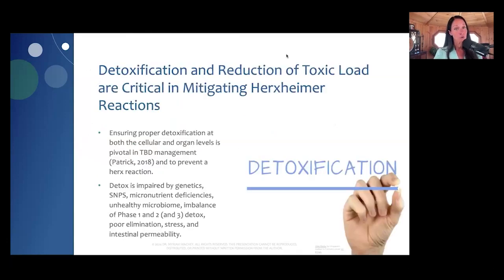So I'm going to digress for a moment here, but I really want to talk about the importance of detoxification and reducing the toxic load to be able to mitigate a Herxheimer reaction. So detox can be impaired by genetic SNPs, by micronutrient deficiencies, by an unhealthy microbiome, an imbalance of phase 1, phase 2, and phase 3 of our liver detoxification systems, poor elimination, stress, and of course, increased intestinal permeability.